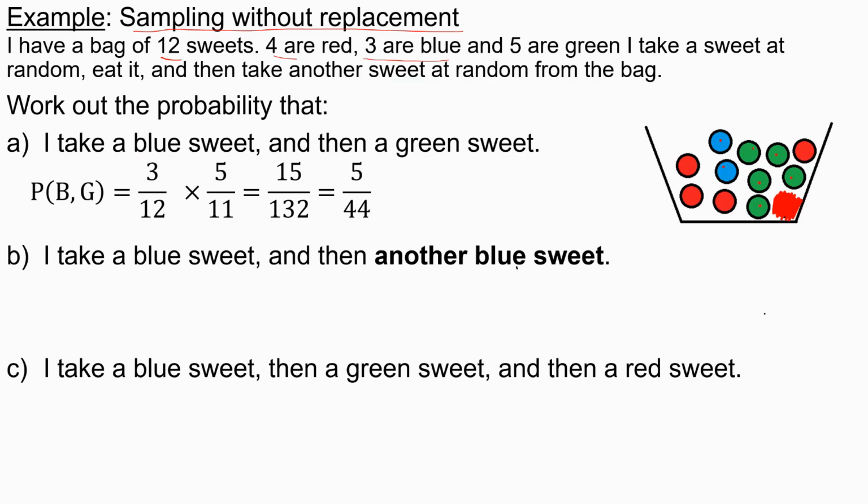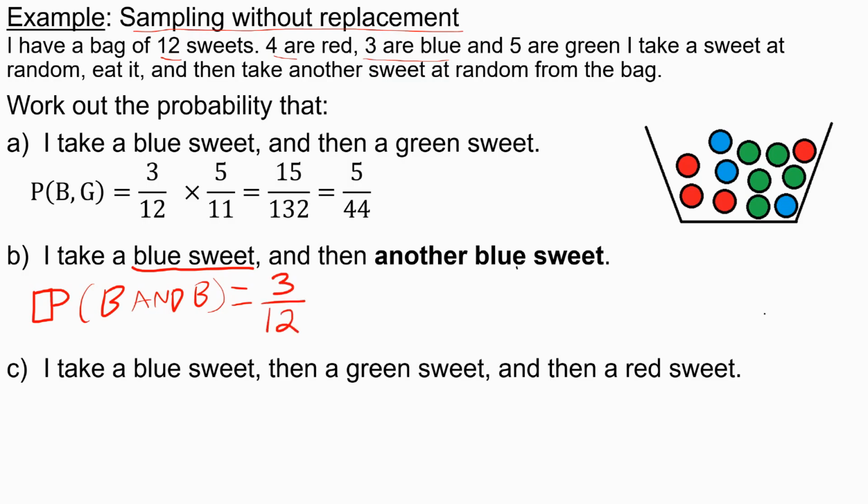What is the chance of taking a blue sweet and then another blue sweet? So in terms of notation, I'm going to write this as probability of B and B. Now, this isn't two identical events. This is the probability I take a blue and then I take another blue. So let's imagine the situation. Everything's back to normal now, so the sweets are all back as they were before. I take a blue sweet. The chance of that is 3 out of 12.